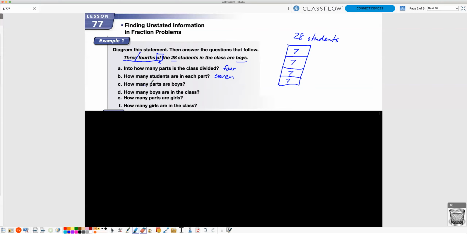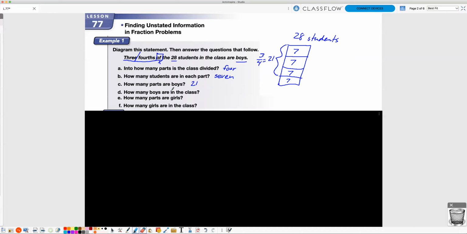How many parts are boys? Well, it says 3/4 are boys. So 3 of the 4, notice that this represents 3 out of the 4. There's 1, 2, 3 of those parts. 3/4 represents the number 21 because 7 times 3 is 21. So how many parts are boys? 21 of those parts would be boys.